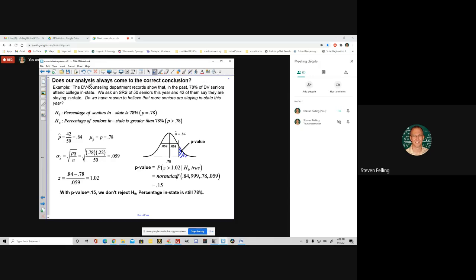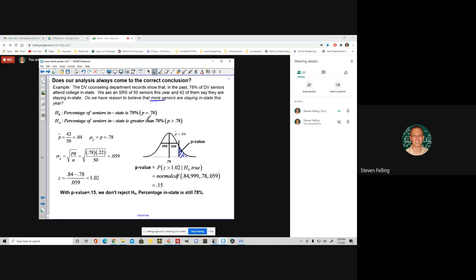Let's say that the DV counseling department records show that in the past, 78% of DV seniors attend state college in state. And then we ask a simple random sample of 50 seniors this year, and 42 of them stayed there, staying in state. Do we have reason to believe that more seniors are staying in state this year?